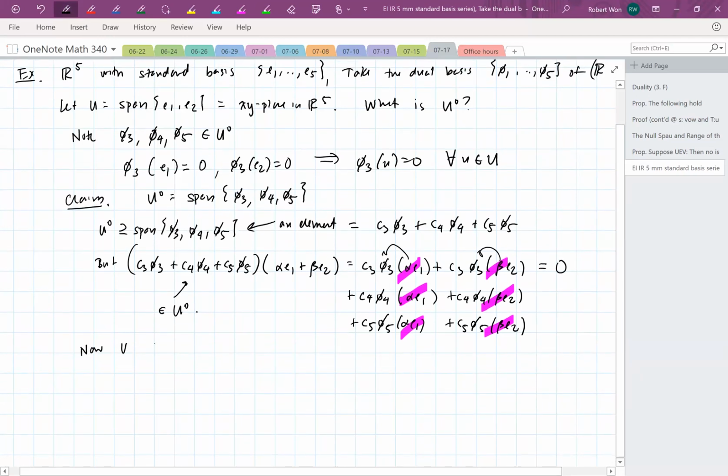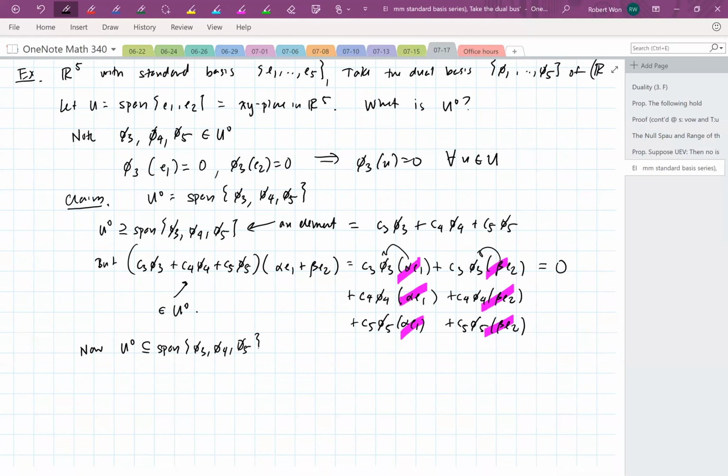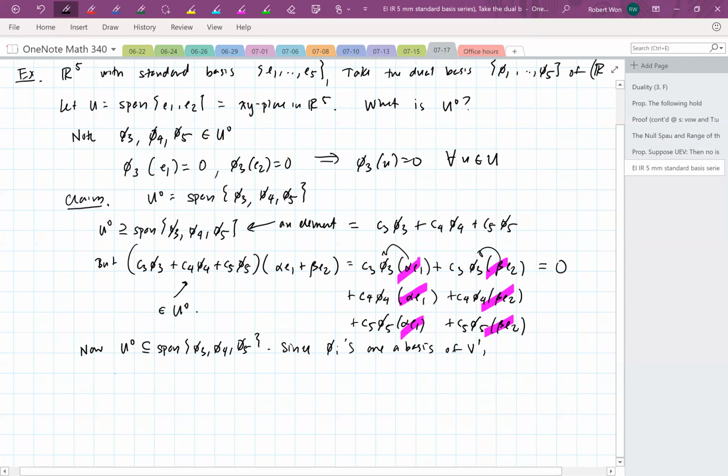So now we have to show that the annihilator is a subset of the span of phi 3, phi 4, and phi 5. How can I show that every function which vanishes on U you can write as a linear combination of phi 3, phi 4, phi 5? Well, remember the dual basis is a basis of the dual space. So since the phi's are a basis of V dual, every element of V dual can be expressed as C1 phi 1 plus C2 phi 2 plus C3 phi 3 plus C4 phi 4 plus C5 phi 5.